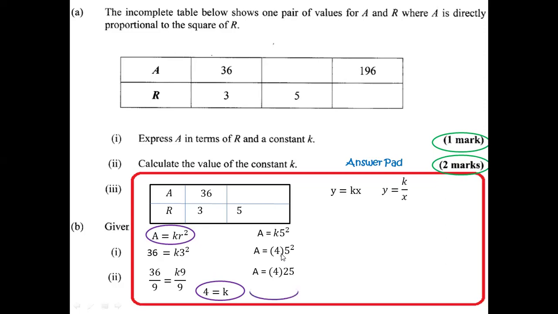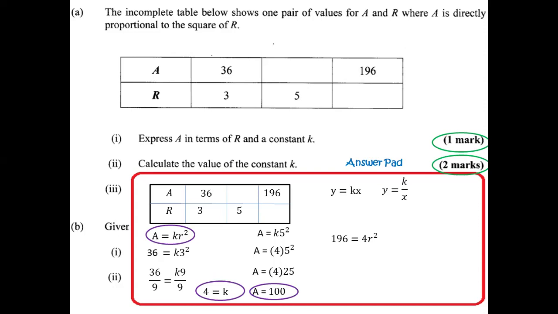And the value of A is going to be 100, right? Quite easily done. And then the value for A is given as 196. And then they're asking us to find what the value for R would be, since it's directly proportional. Now, the formula stands: A is equal to K R squared.